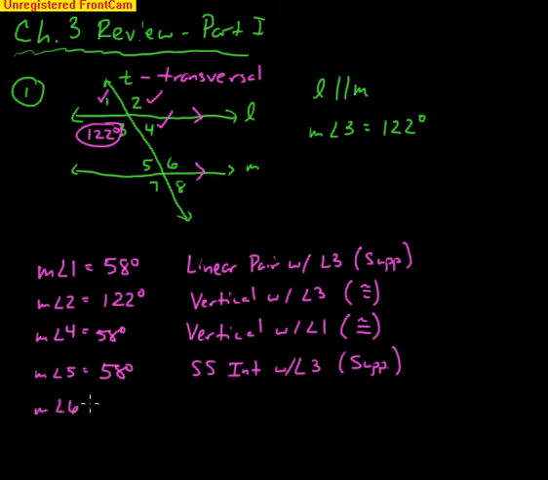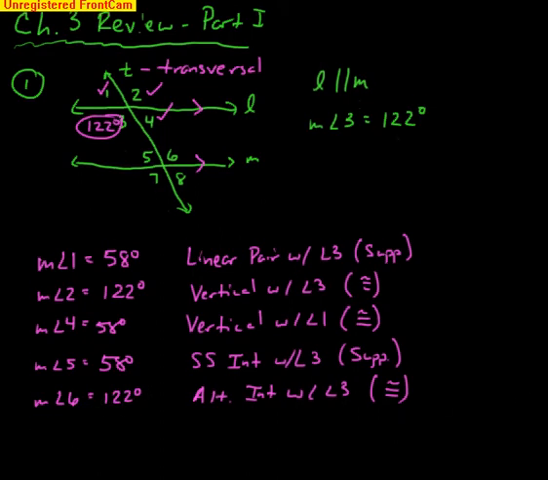The measure of angle 6, I'm going to use the fact that angle 6 is alternate interior with angle 3. Alternate interior angle with angle 3. If lines are parallel, alternate interior angles are congruent. So that means that the measure of angle 6 is the same as the measure of angle 3, 122 degrees. Okay, two more. Let me just slide down my picture just a little bit.